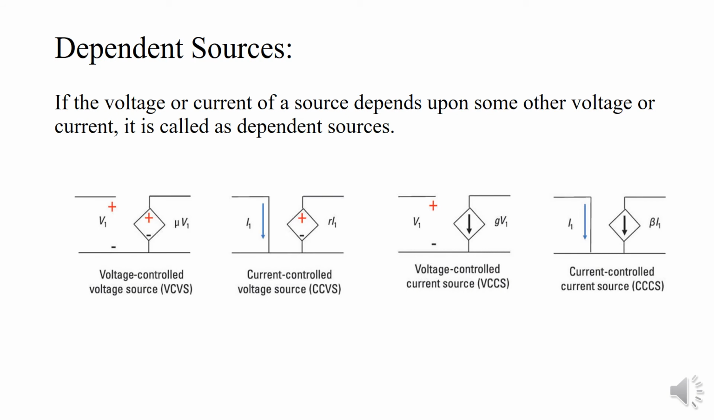Now move on to the dependent source. What is a dependent source? If the voltage or current of a source depends on some other voltage or current, then it is called a dependent source. Here some examples are shown for dependent sources. These we are going to study one by one in the next point: voltage controlled voltage source VCVS, current controlled voltage source CCVS, voltage controlled current source VCCS, and current controlled current source CCCS.